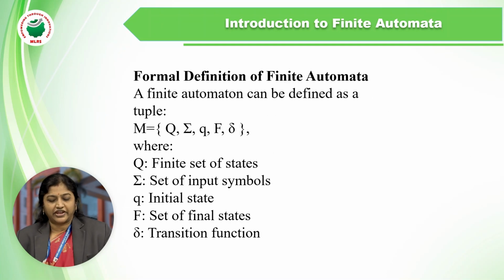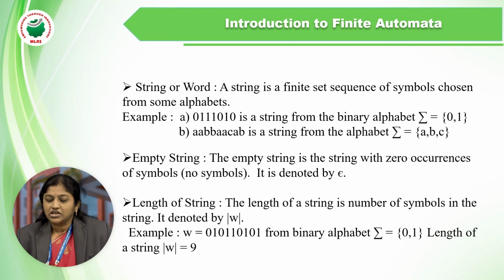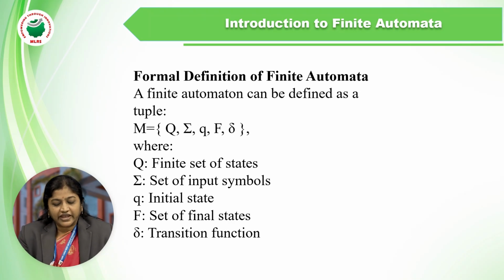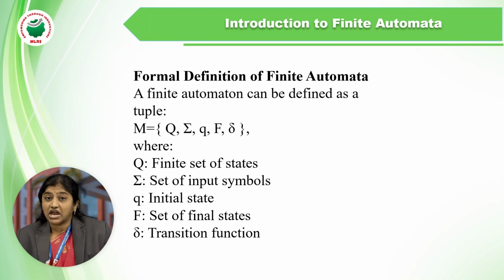Next, formal definition of a finite automata. It consists of 5 tuples, that is M is equal to capital Q, sigma, small q, F, and a transition function. What are these symbols? Q is nothing but a finite set of states. And sigma is the set of input symbols. Input symbols, just now in the previous slide we have seen, that is 0, 1, A, B. Those are called input symbols. Next, small q is the initial state, that is the start state from which we are going to start. And F is nothing but the set of final states. How many final states are there, or which state is a final state here. Next, transition functions.